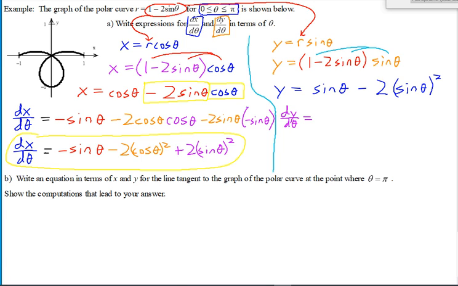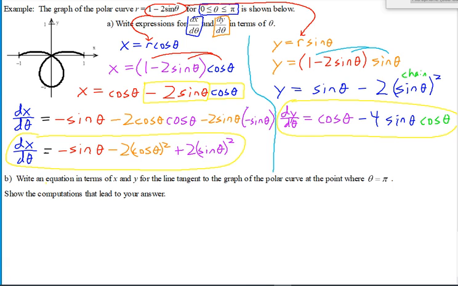Derivative of sine is cosine. And then here we'll just use the chain rule, since we have a function inside. Bring down the 2 times the negative 2, gives you negative 4 sine of theta, and then times the derivative of sine, which is cosine of theta. That one really can't be simplified any further, so let's just leave it like that. So that's what part A asks for. And now that's going to help us when we get to part B.